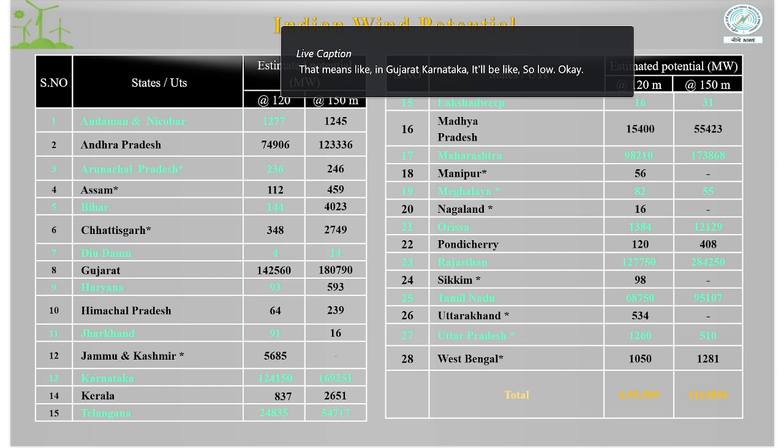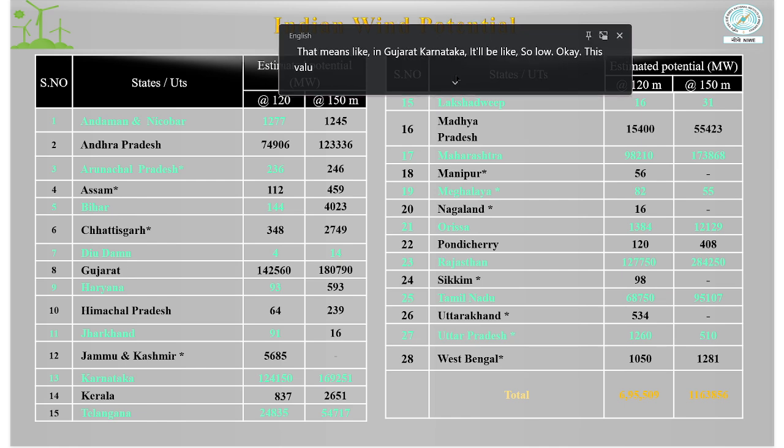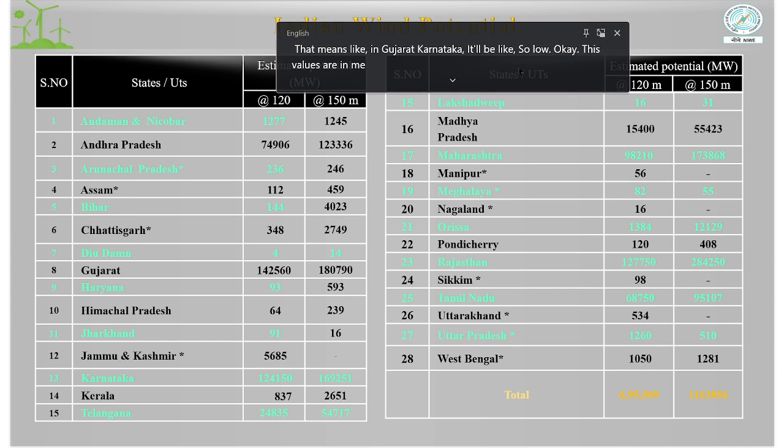all over the state, along with long-term data generated or bought from other foreign resources. These values are in megawatt. Yes, these are in megawatt.